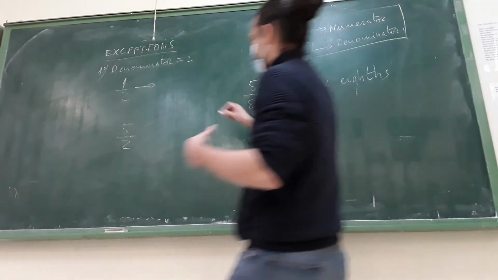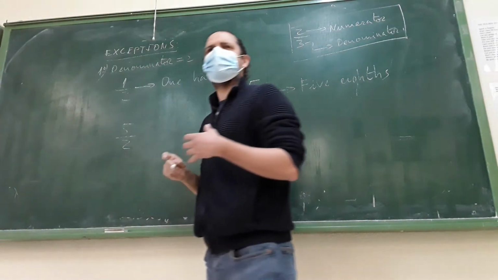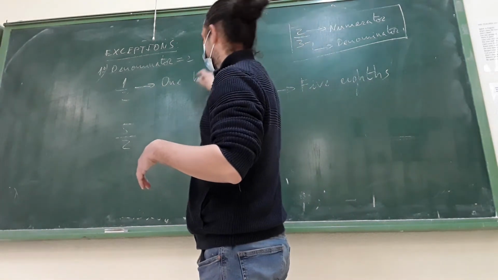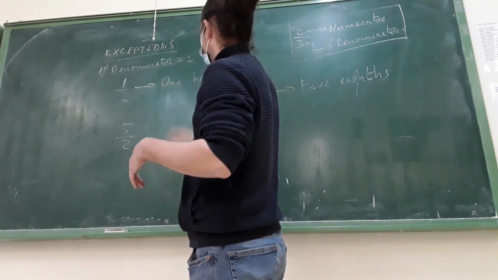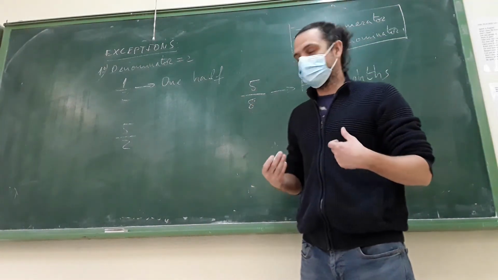So this is half. How do we spell half in singular? F. Alright, half. Remember how to read time, if you don't remember that.